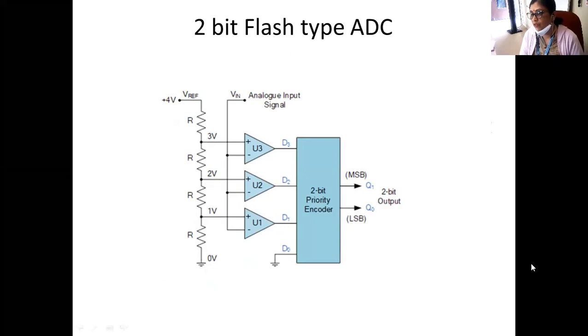Okay, yesterday, last time we started with the 2-bit flash ADC, isn't it? We have discussed the flash ADC. The meaning of flash is that it is the fastest type of ADC. Okay. Now, what can you observe on the screen? Can anybody tell me what you can observe on the screen?